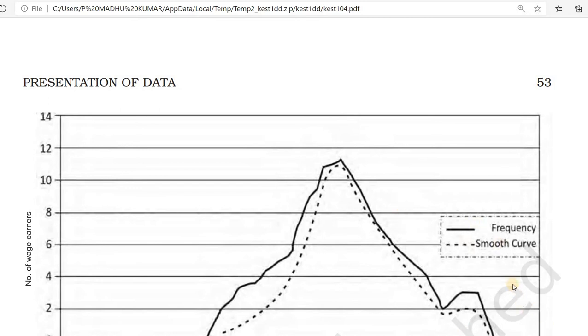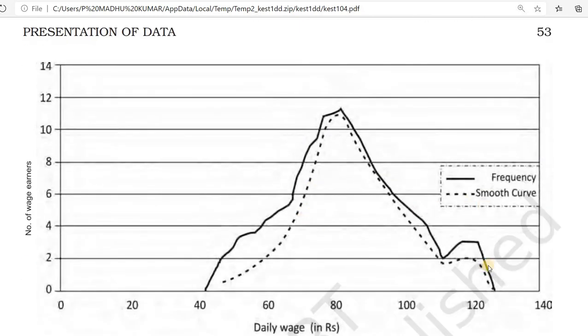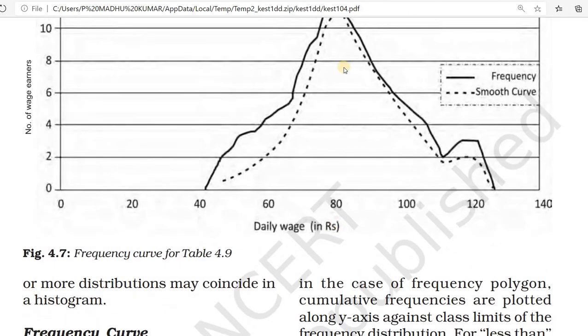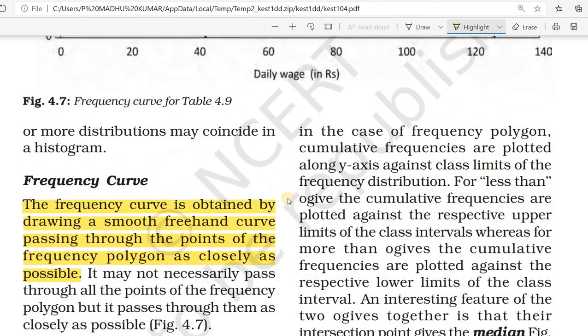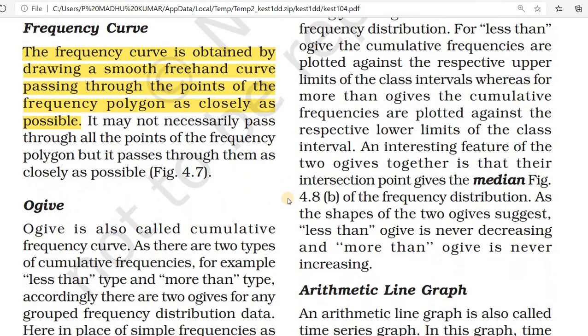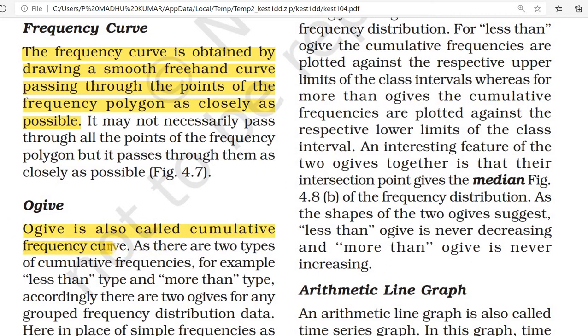Okay, then this one is the frequency curve. Here you can see the frequency curve; this dotted line is the frequency curve. Okay, next one, ogive. Ogive is also called the cumulative frequency curve.